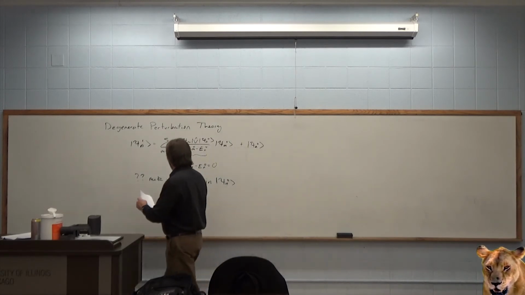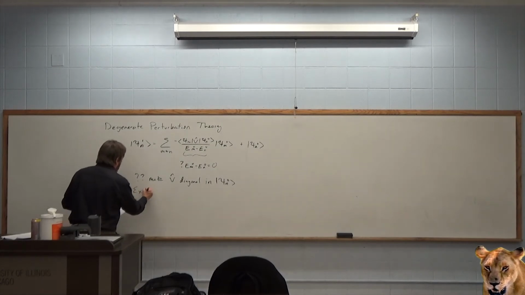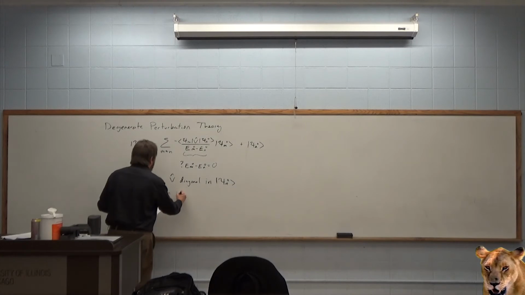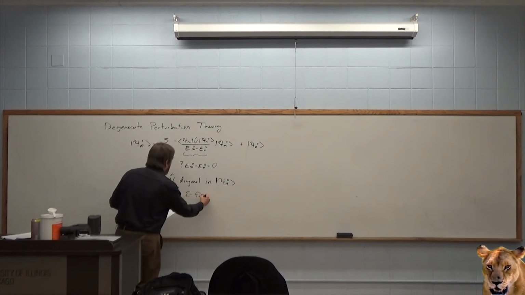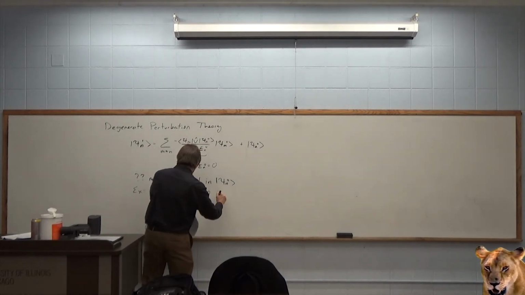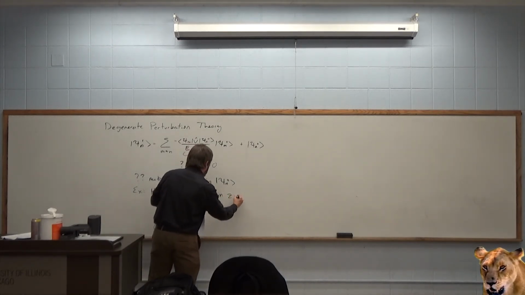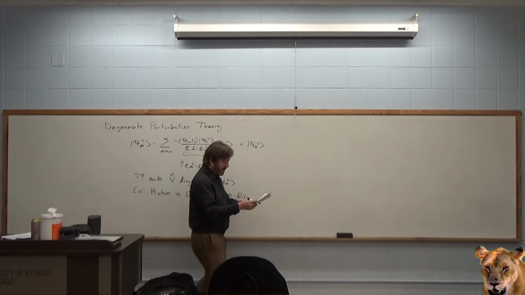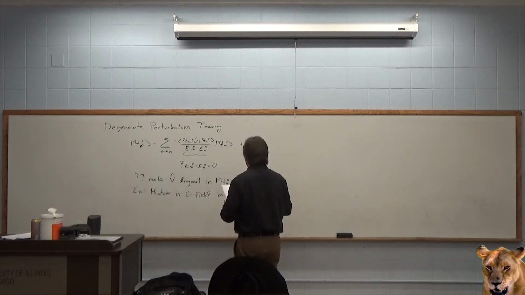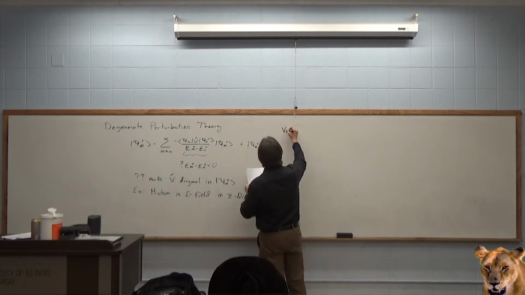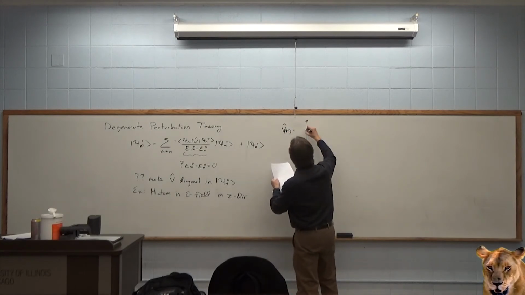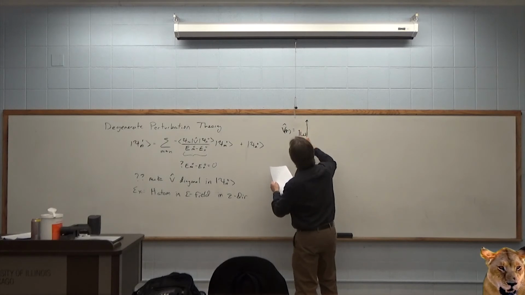Okay, so what are we going to do here? Now the best way to do this is an example. We're going to have an H atom in an electric field, and we're going to put this in the Z direction. So what that means is that the perturbation is going to be an electric field. I'll give that the letter E with a hat.